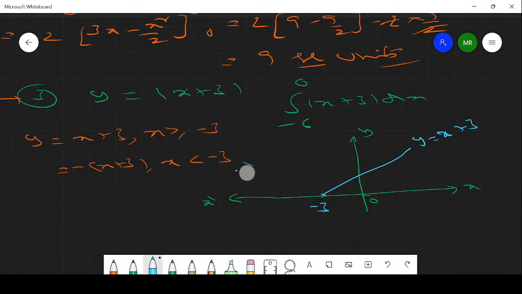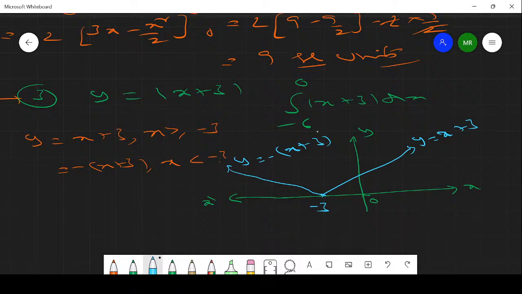You can see, I can combine it like this. The graph will come like this. So this graph will be y equal to minus of x plus 3. Minus of x plus 3. That graph, minus of x plus 3. Right, minus of x plus 3.